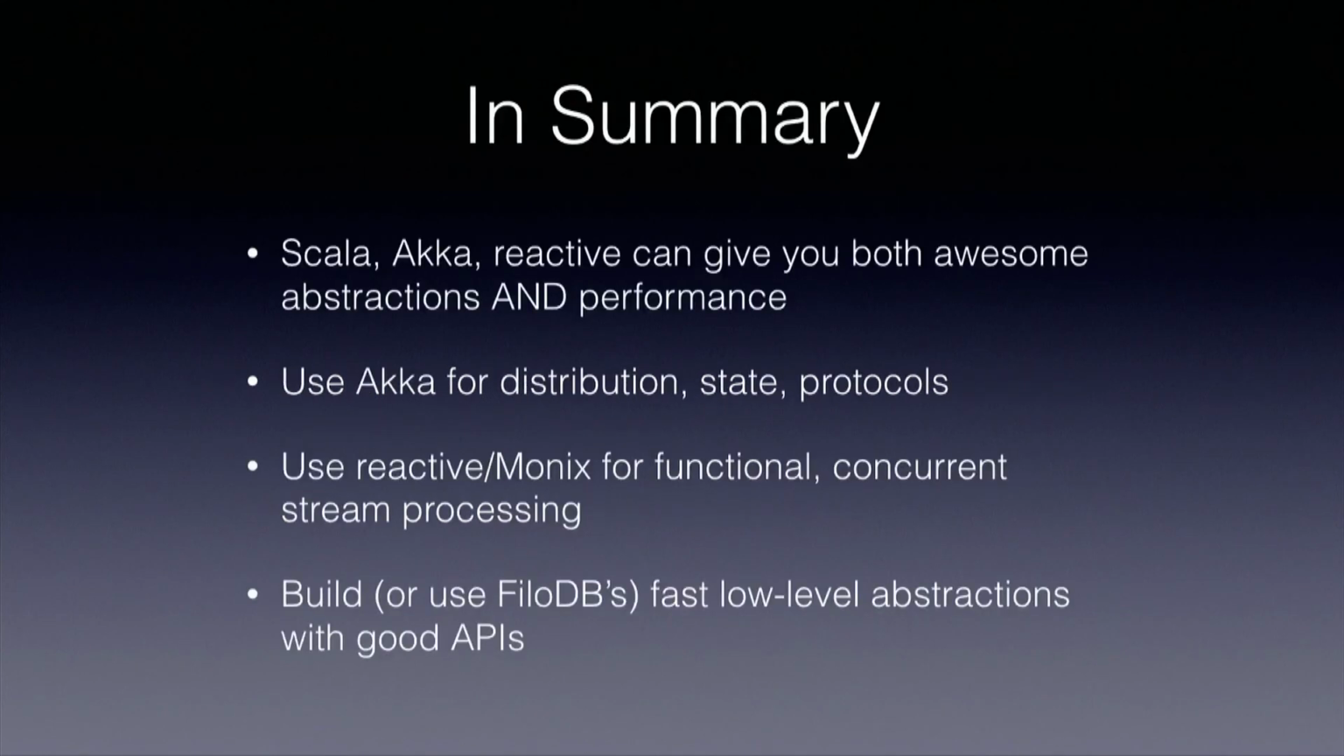In summary, I think Scala and Akka, and the Reactive stack, give you really awesome abstractions and performance. We use Akka. You can use Akka for distribution, for state, for protocols, cluster management. You can use the right tools like reactive streams for type-safe concurrent stream processing. And if you need faster performance than what the standard library gives you, you can also build very fast abstractions yourself with fairly good APIs.